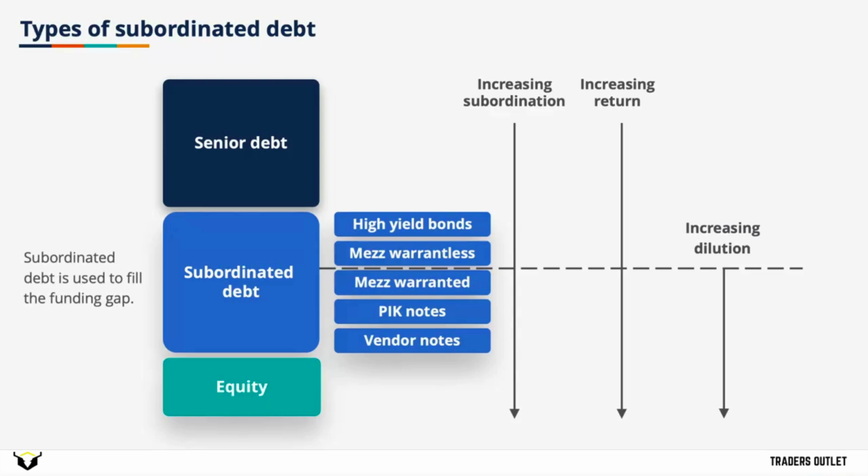Warrants would convert into shares of the company and therefore cause equity dilution. And that's why you can see the dotted line between warrantless and warranted mezzanine debt. Payment in kind notes, or PIK notes, have interest that accrues and is not paid out until the end in one large payment.